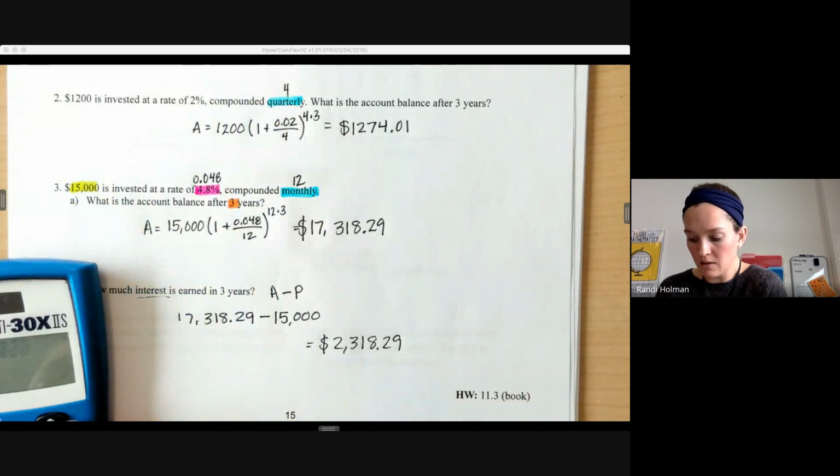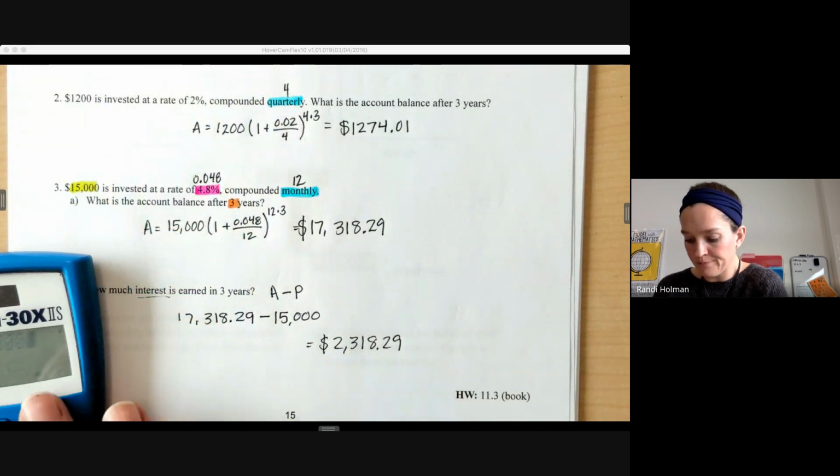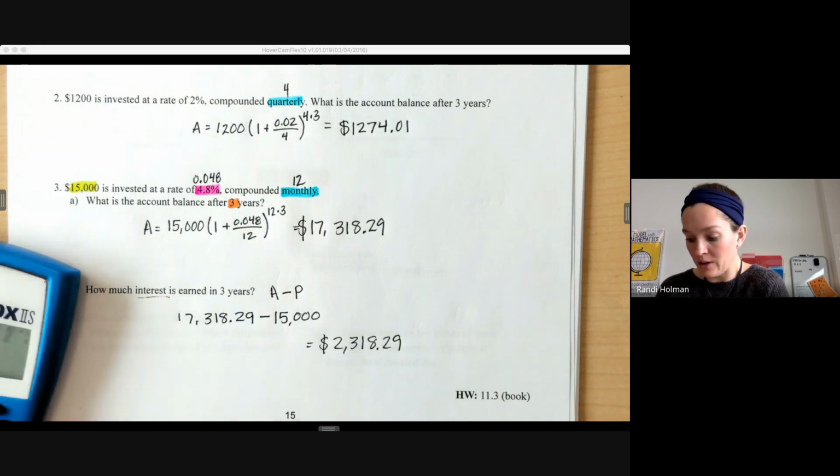So pretty good investment there, right? 4.8 is a good investment rate if you get the opportunity to invest in that.